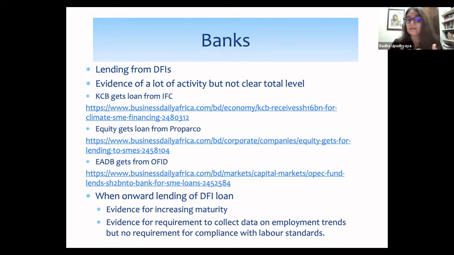Now there's evidence of a lot of activity, but it's not clear what the total level is. Almost every couple of weeks, I'll see an article in the newspaper saying KCB gets a loan from IFC. From our interviews, we found that when there's onward lending of a DFI loan, there's evidence of increased maturity. So that fulfills our first criteria of patience. There's also evidence for a requirement to collect data on employment trends, but there was no requirement for compliance with labor standards.